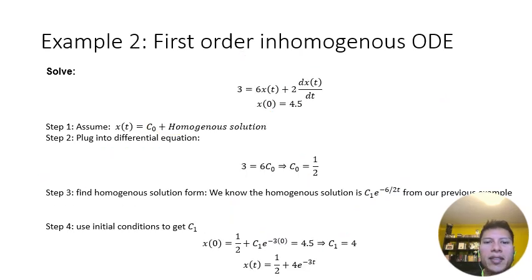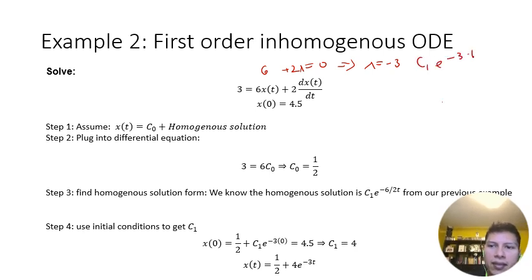Okay, so in this particular case, we have a new differential equation. And just to reiterate, here I can actually just derive what the homogeneous solution is. So we have 6 plus 2 lambda equals 0, which gives us that lambda equals negative 3. So we have c1 e to the negative 3t.